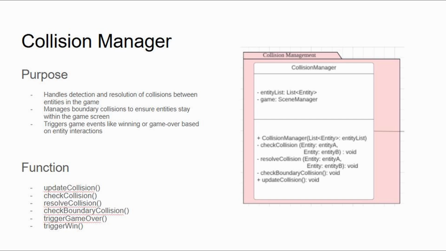Additionally, it ensures that entities do not move out of the game boundaries by checking for boundary collisions. It is also responsible for triggering key events in a game, such as when the player wins or loses. If the player successfully interacts with a win condition, like reaching a specific entity, the game triggers a win screen. Conversely, if the player collides with an enemy in a fatal way, a game over screen is triggered. This helps keep the game world intact, ensuring entities move within the boundaries, and triggers important game events when collisions happen.